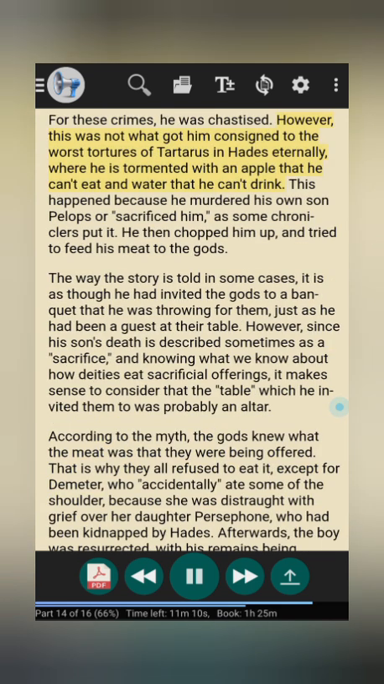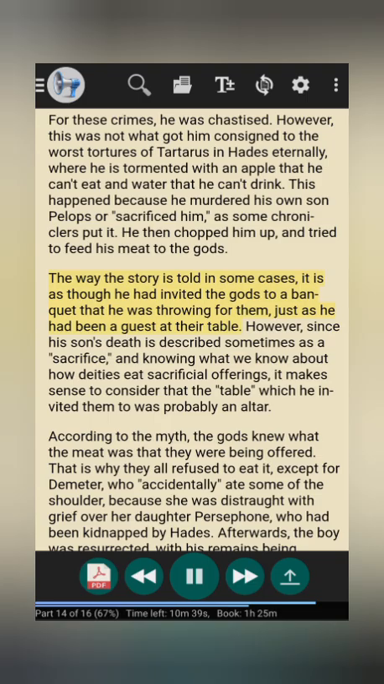However, this was not what got him consigned to the worst tortures of Tartarus in Hades eternally, where he is tormented with an apple that he can't eat and water that he can't drink. This happened because he murdered his own son Pelops, or sacrificed him, as some chroniclers put it. He then chopped him up and tried to feed his meat to the gods.